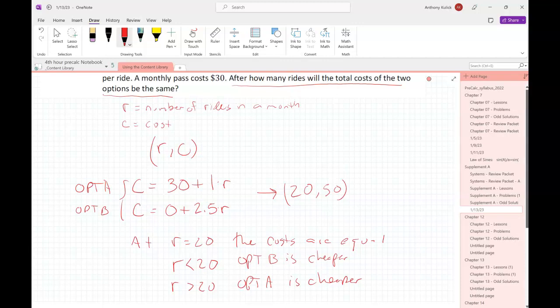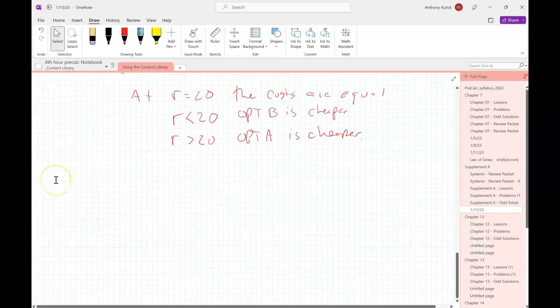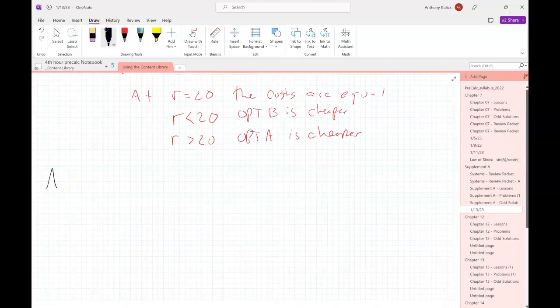So you better be doing a lot of bus trips to bother with that bus pass is what it comes down to, right? It's a lot of time on the bus. What do you guys think on this? Pretty familiar? Should feel pretty easy, not a big deal. Section 2 is about graphing systems of linear inequalities.